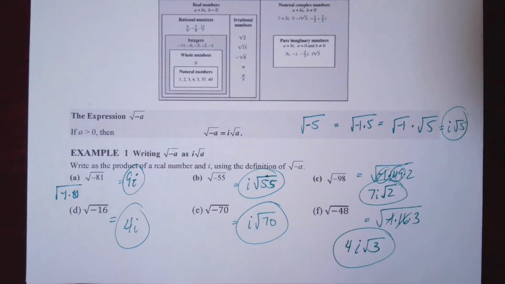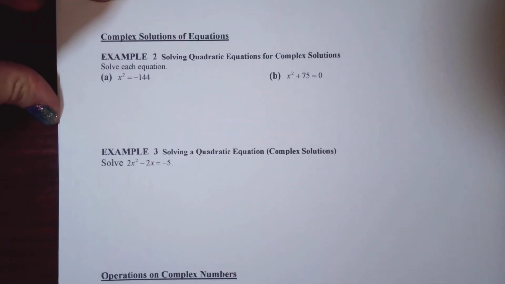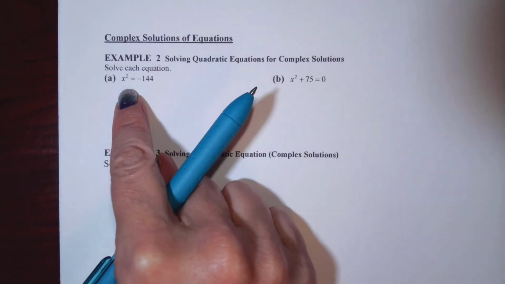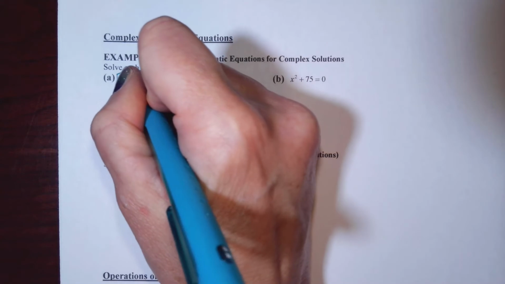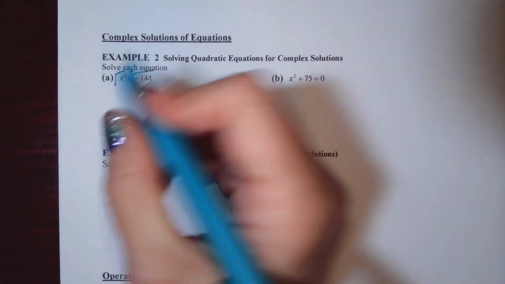Alright, let's look at our next example. This time, instead of just being given an expression, we're given equations, and we need to solve. Here I've got x squared equals -144. To solve for x, I need to take the square root of both sides. When I take the square root, I don't know if that variable should have been positive or negative, so I do a plus or minus there.